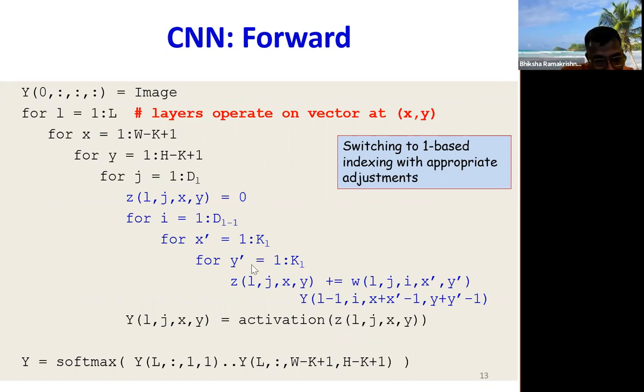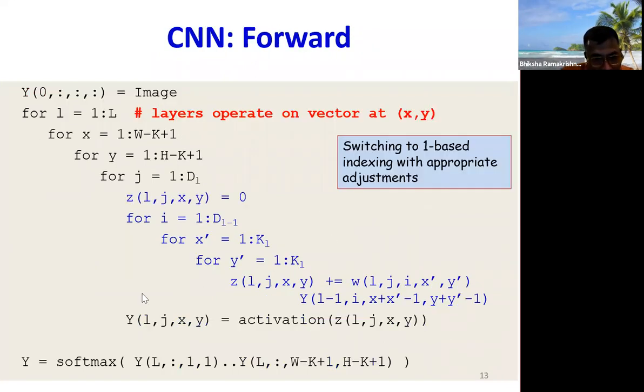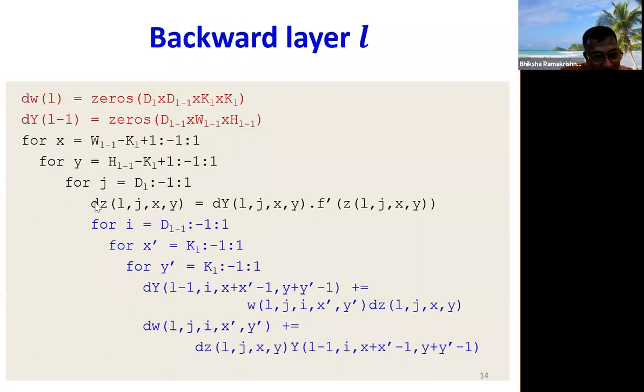When I work my way backwards, what was the last operation happening within this XY loop? I was computing y equals activation on z, right? So the first thing I will do is dz equals dy times the derivative of the activation. From the derivative for y, I have computed the derivative for z. That was the last operation. So when I enter this loop, I have the derivative for z. At each point now, all I have to do is increment the derivative for y by w times dz and increment the derivative for w by y times dz.